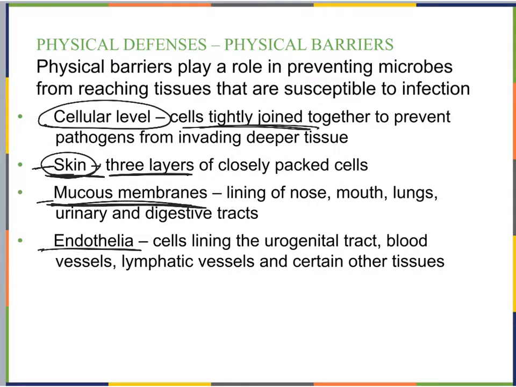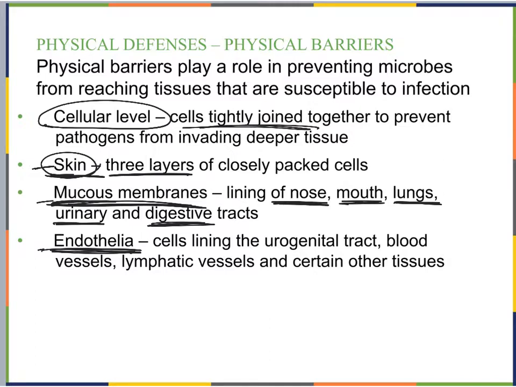Our mucous membranes, as the name implies, are things that produce mucus. Membranes are tissue linings that produce mucus or that are moist. So the lining of the nose, for example, the nasal cavity, the mouth or oral cavity, our lungs, our urinary tract, and our digestive tract. Those all include mucous membranes, layers of tissue that have very closely packed cells that also produce mucus or are moist. Then we have other endothelia.